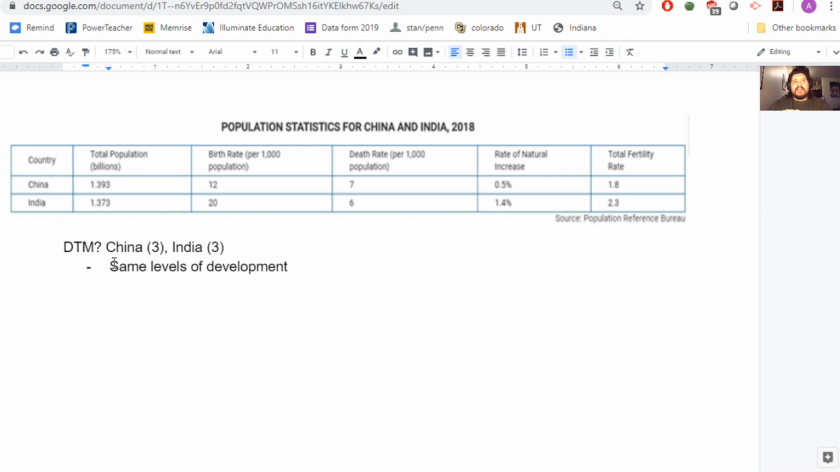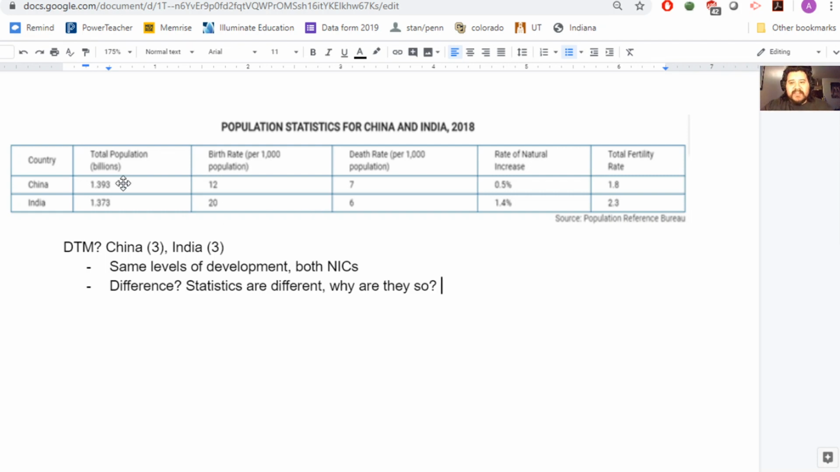which means I'm probably not looking for similarities, right? I may not be looking for reasons how they're the same, because developmentally they are the same on the DTM at least. These would also both be NICs, newly industrialized countries. So what I'm looking for maybe is the differences. Maybe the statistics are different. Why are these statistics different between China and India, even though they have the same level of development overall, right?